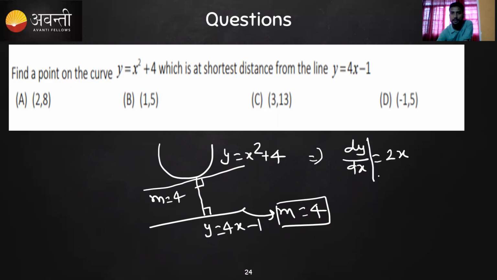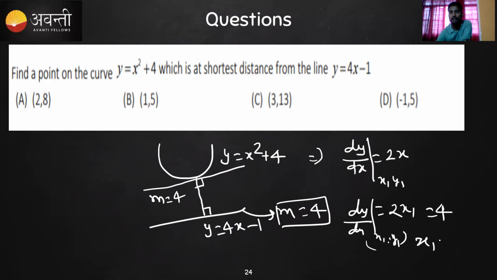So it means at x1, y1. So at x1, y1, what will be the value? It will be 2x1. So dy by dx at x1, y1 is basically nothing but equal to 4. So from here, what we will find? x1 is equal to 4 by 2, that is 2.